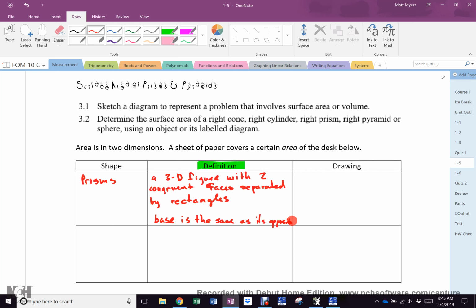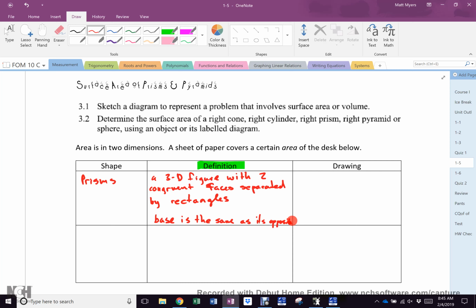Everybody cool? So, the way I am holding this textbook right now, this is the base, right? Everyone agree? Because it's on the bottom. But it's also the point I start from. Because this rectangle is repeated up here. So the base and its opposite are the same. Everybody with me? What if I turn it this way?